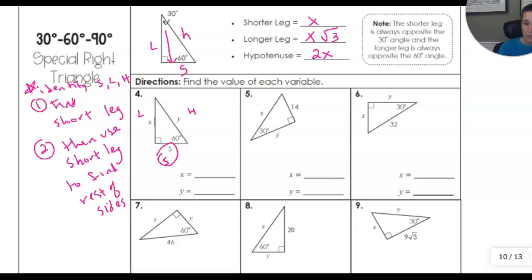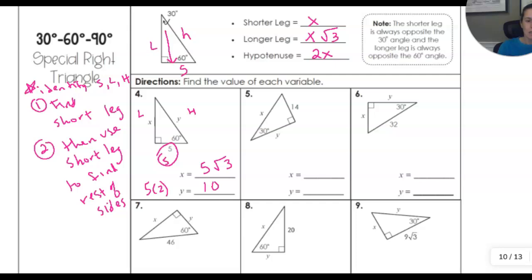Because it's given to us, it's 5, then I multiply the 5 by radical 3 to get the long leg. So x would be 5 radical 3. And again, I'm just using these rules to help me figure out what these answers are. So short leg times radical 3 will give me the longer leg. And to find the hypotenuse, we just multiply our 5 by 2. So 5 times 2 is 10.